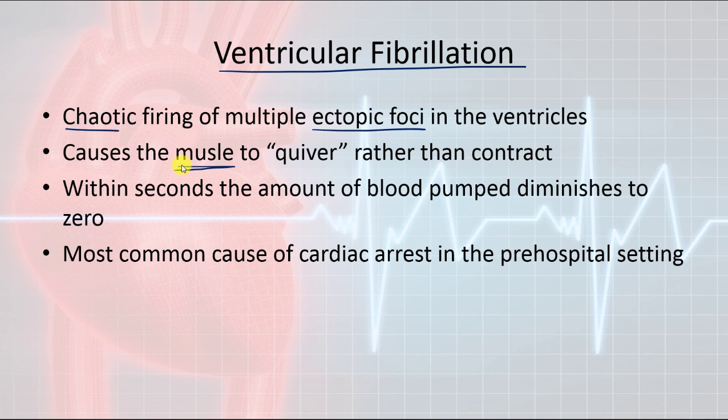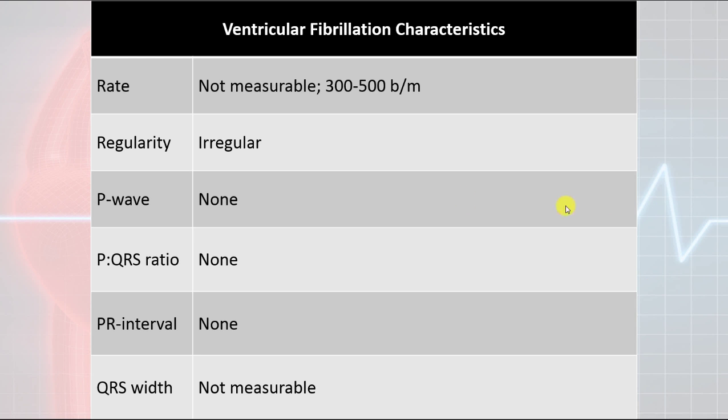Within seconds, in a VFib, the cardiac output drops to 0. It does not take long. Once you go into a VFib like that, your cardiac output plummets. The most common cause of cardiac arrest in the pre-hospital setting is VFib. So the characteristics of VFib: the atrial rate and the ventricular rate are not measurable. There is no way to measure it. The regularity is irregular. There are no P waves, so there's no PR interval. The QRS width, you can't measure it because there are multiple QRSs all buried within each other.